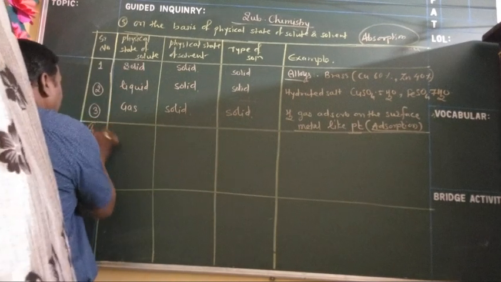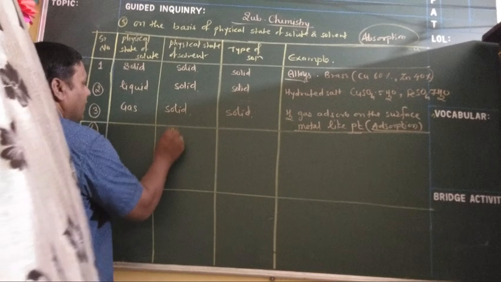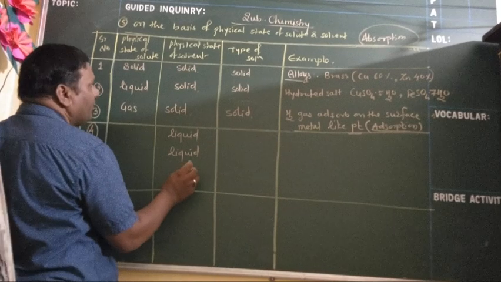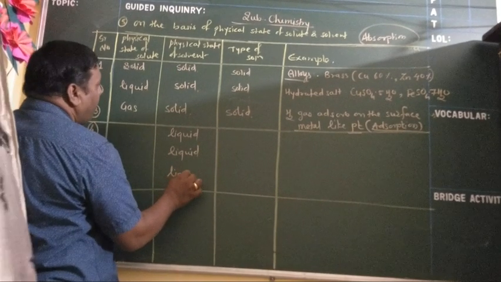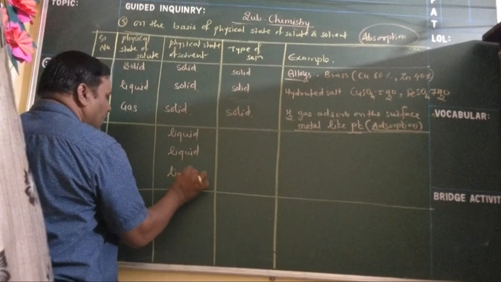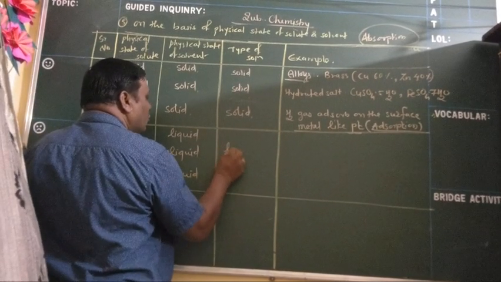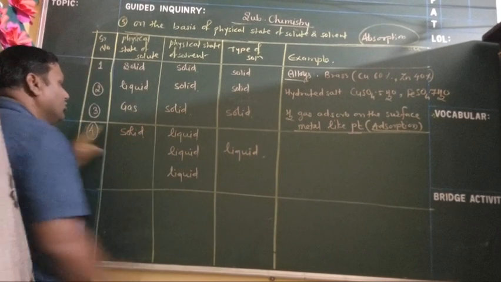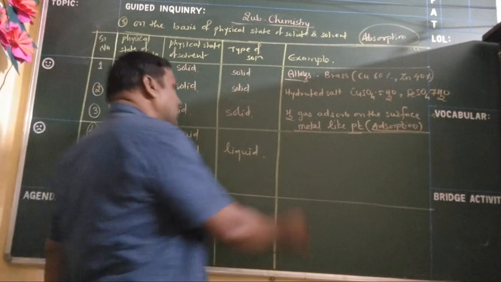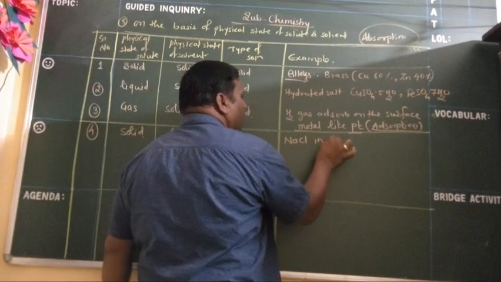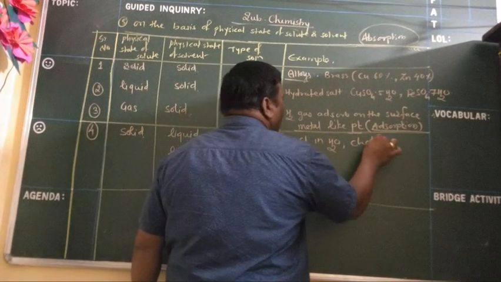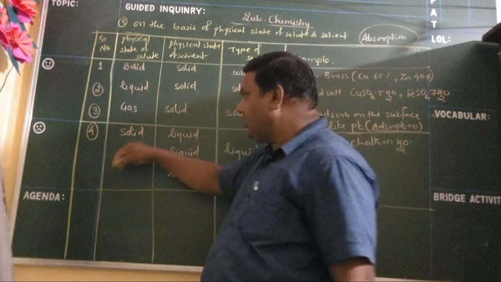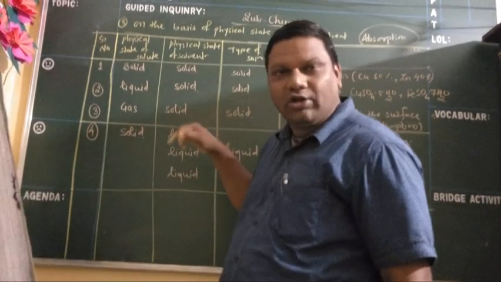Now the fourth type is again a liquid solution. Liquid. So the type of solution is also liquid. Simply, now solid in liquid. Solid is solute, liquid is solvent. Just take that: NaCl in water, chalk in water, sugar in water. So these are a solid in liquid. So water will be in more amount here and salt is less.